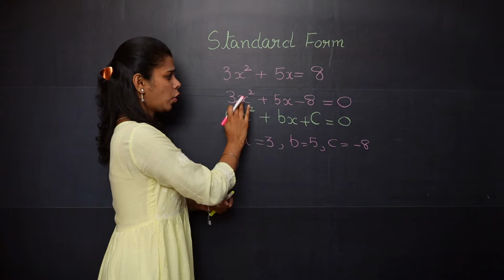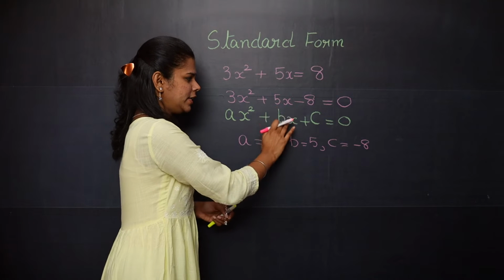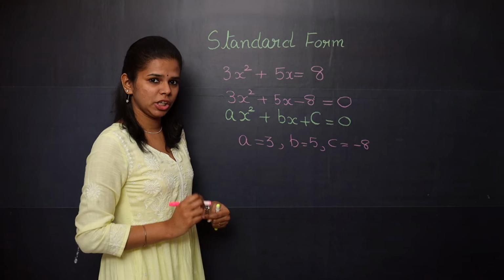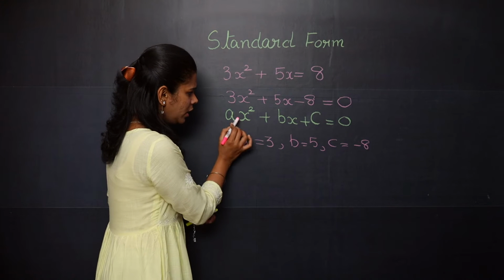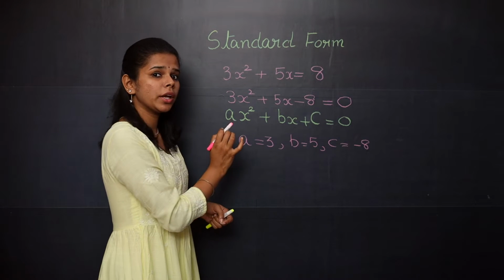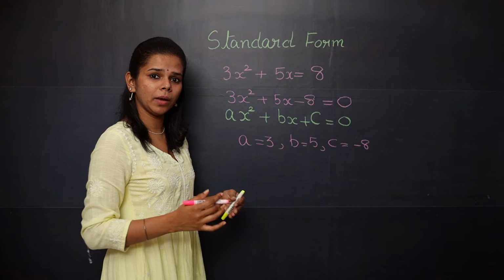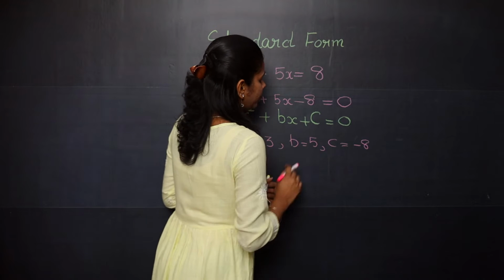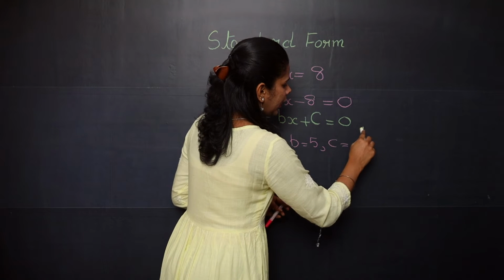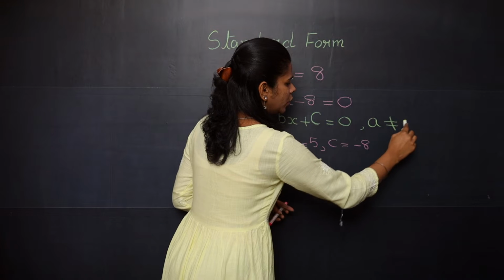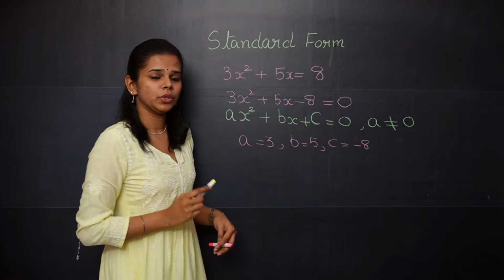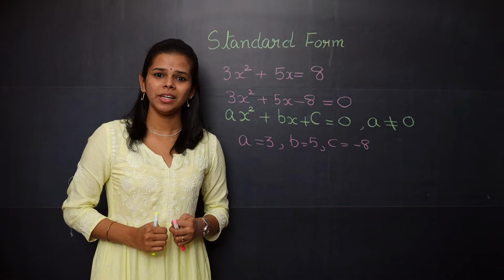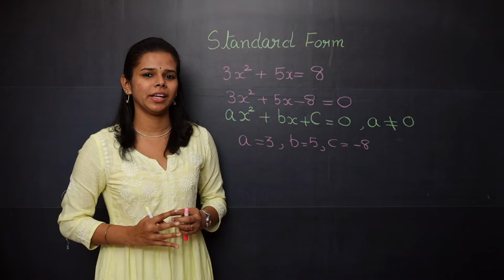So a is the coefficient of x square, b is the coefficient of x and c is the constant. But there is a condition for the standard form. Here the coefficient of x square should not be 0. If it becomes 0, it won't be a quadratic equation. So the condition is that a is not equal to 0. So this is the standard form. Now let's see some questions based on the standard form and the quadratic equations.